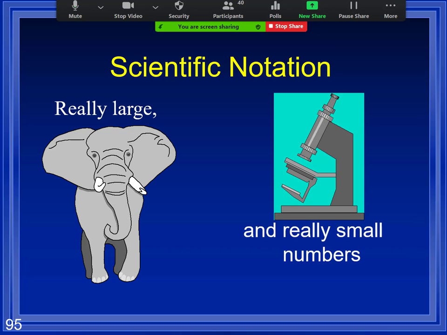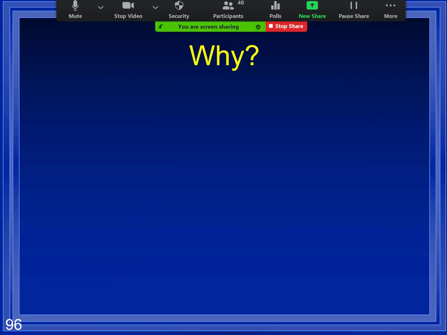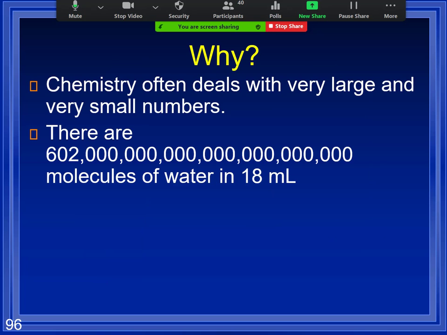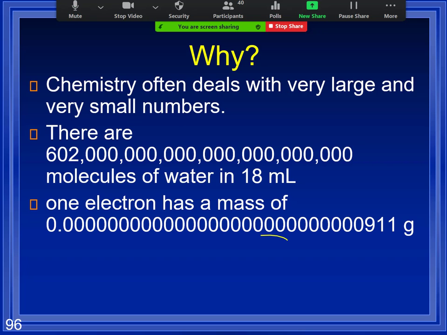Okay. Scientific notation we need because chemists have to deal with really large and really small numbers. And we have to do math with them. Okay? And if you don't use scientific notation, it can get a little bit unwieldy. Okay? You don't need to know this number, but if you were to take 18 milliliters of water, that's like 1/10 of a can of soda. Okay? 18 milliliters of water. In that 18 milliliters of water, there are that many molecules.